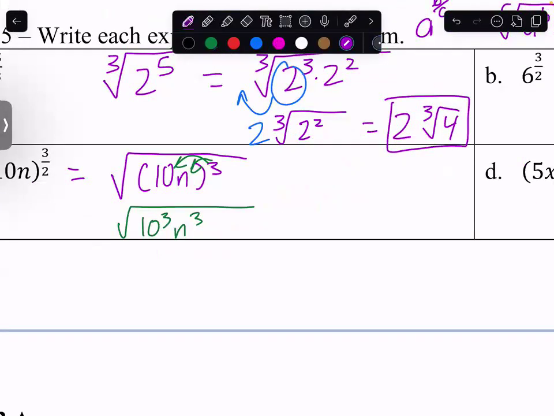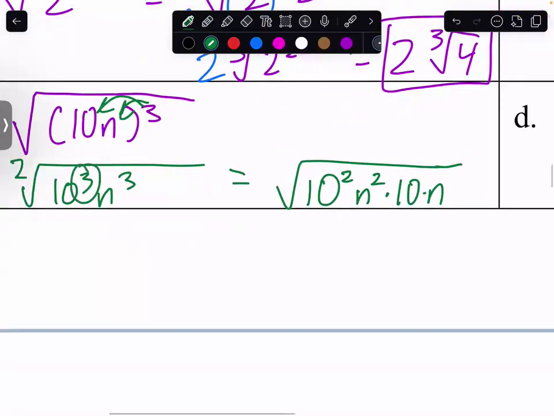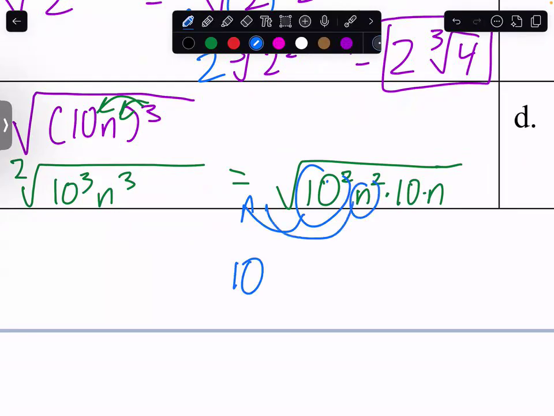Now like before, because the index is the denominator of 2, my goal is to form exponents of 2 on the inside. Because we have 3 10s to work with, we can use 2 of them up. And same thing with the n's. Out of the 3 n's, we can use 2. And then you have 1 left over 10 and 1 left over n. Again, you have 3 to start, so I group them into a 2 and a 1. So this 10 gets to move out. This n gets to move out. But then inside, we still have a 10 and an n.